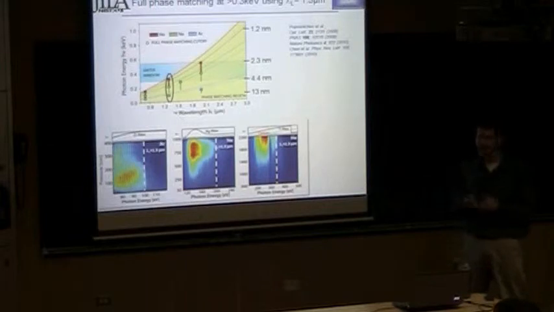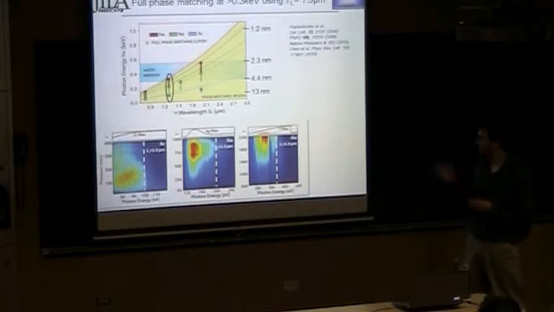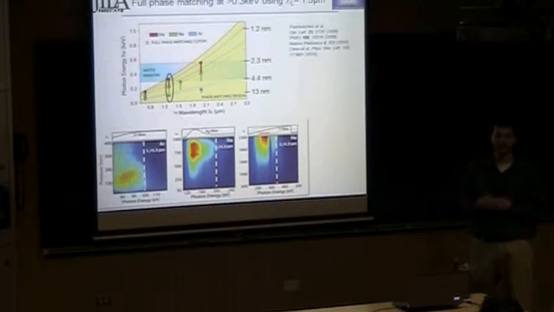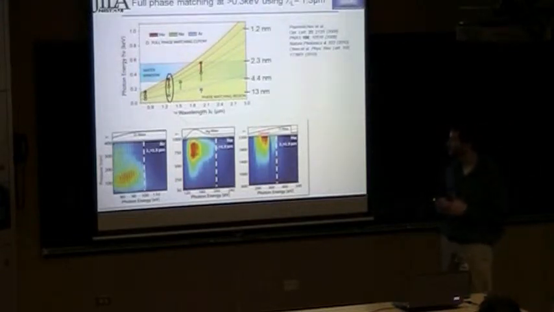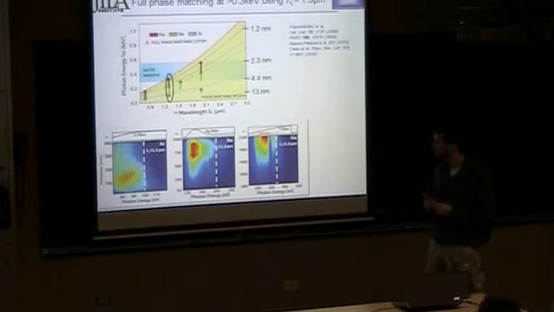So the reason for that is as we go to these longer wavelengths, the index of refraction of the gas for the longer wavelengths is lower. So you have to increase the pressure more to balance the contribution of the gas with the phase velocity in the waveguide.